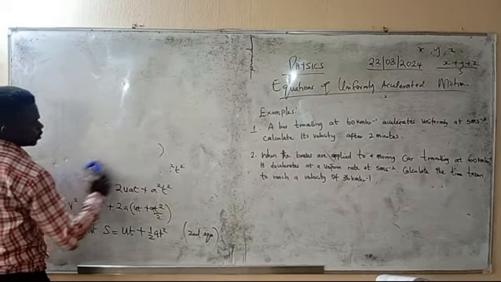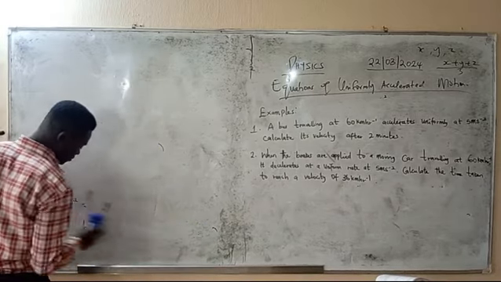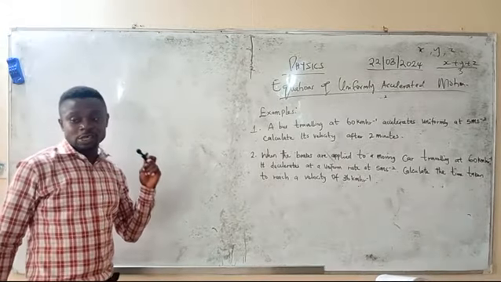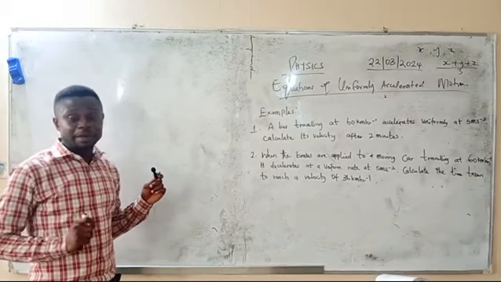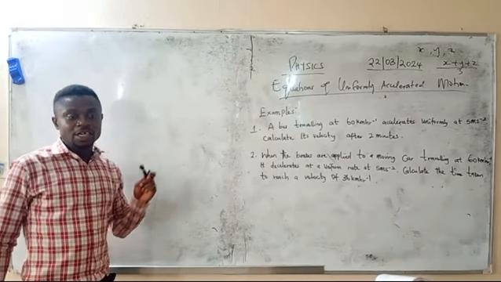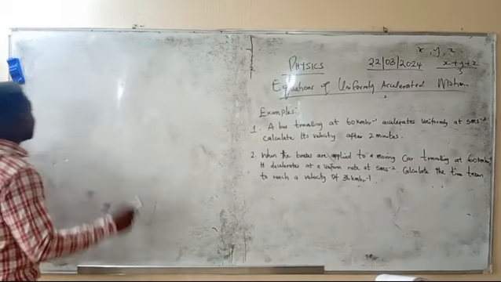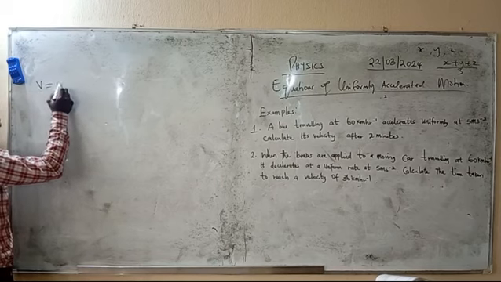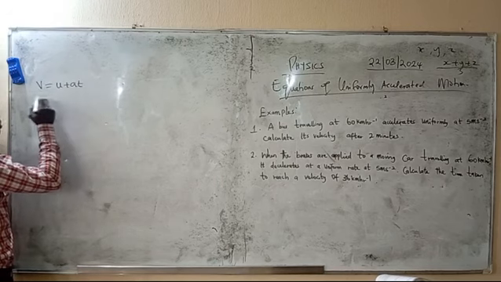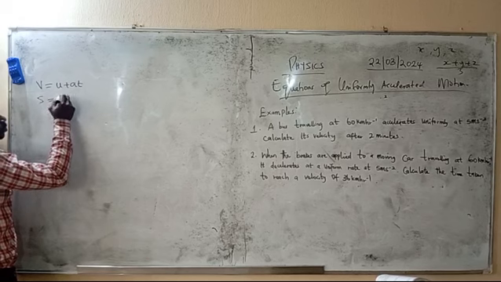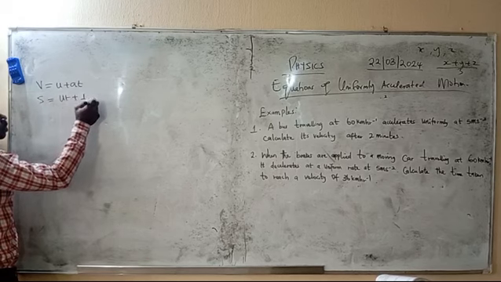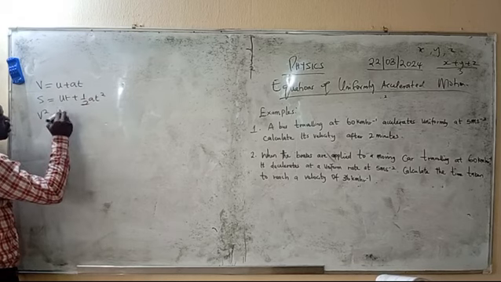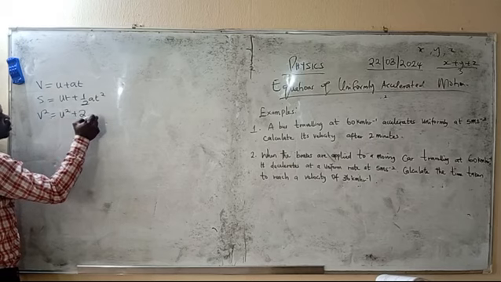There's something I want to let you know on how to solve questions like this. The first thing you should do after reading the question is try to outline the parameters given. Look at these equations of motion. The first one says V is equal to U plus what? AT. S is equal to what? UT plus half AT squared. V squared is equal to what? U squared plus 2AS.